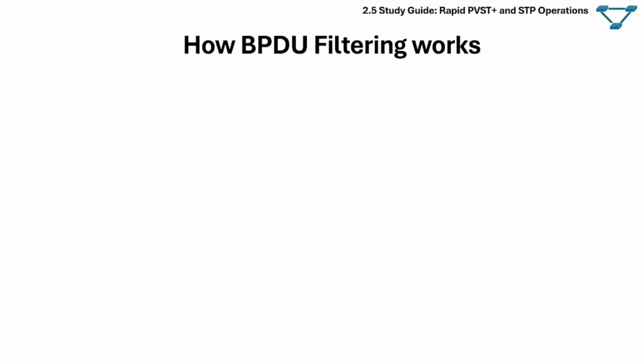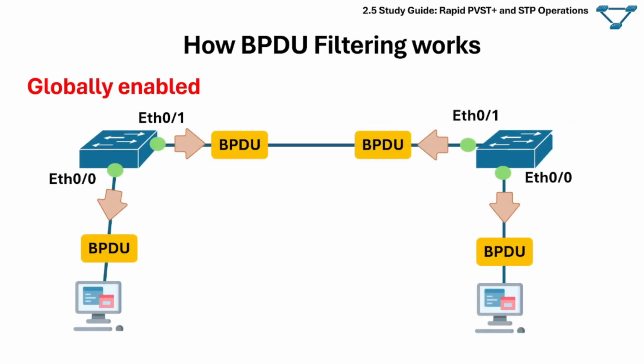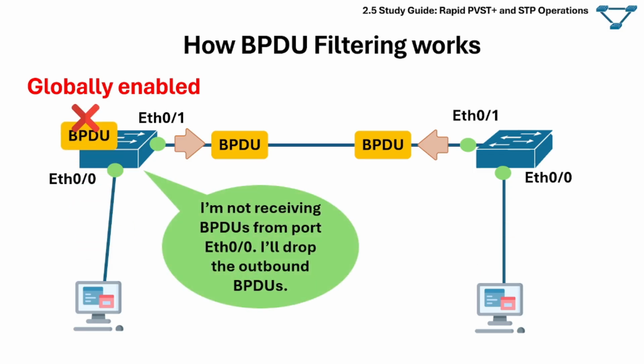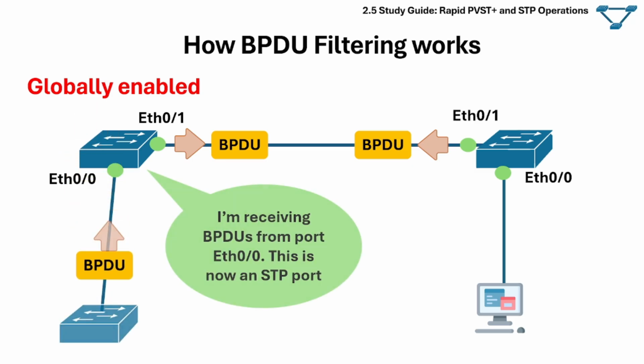For BPDU filtering that's globally enabled, when the port comes up, it sends BPDUs out. If the port doesn't receive any BPDUs during that time, the BPDU filter starts dropping outbound BPDUs. At this point, the port remains in PortFast mode. If BPDUs ever arrive on that port, the port starts sending and receiving BPDUs normally. The port goes back to regular STP, ensuring no loops can form.